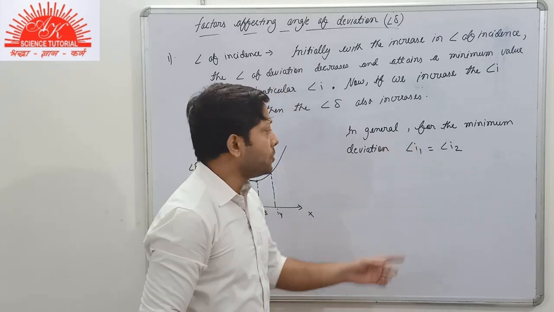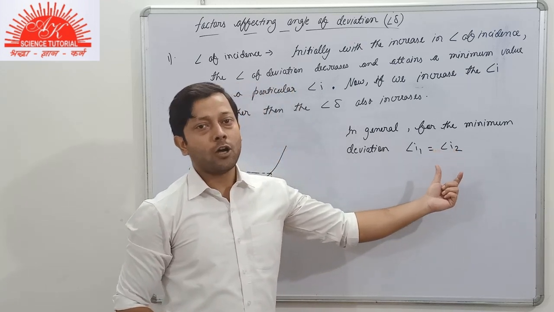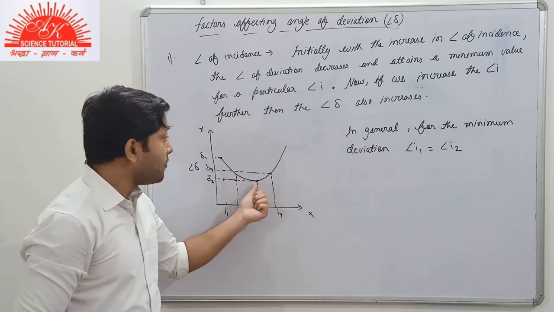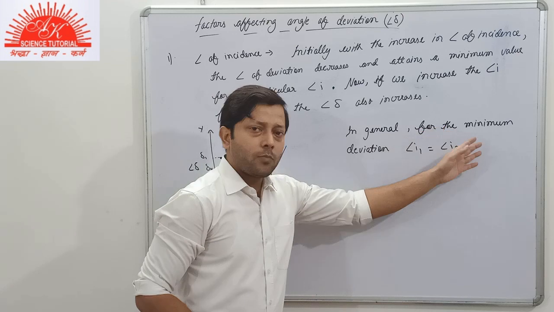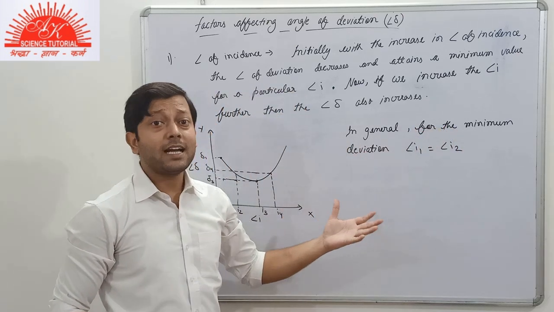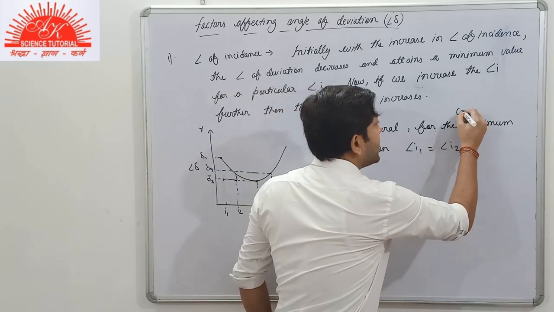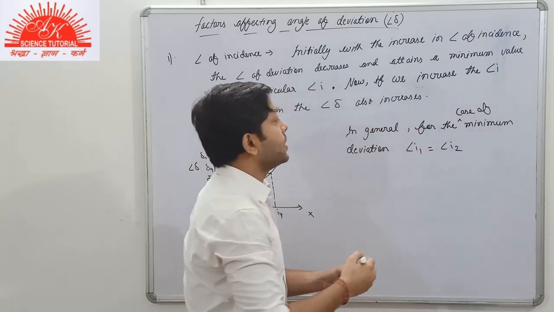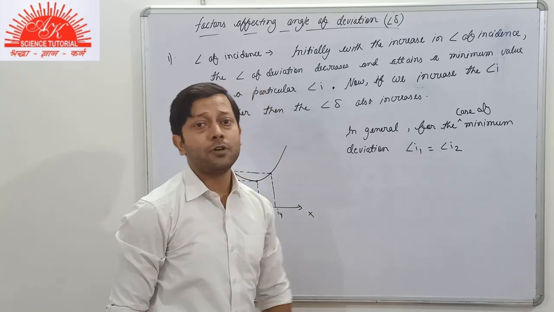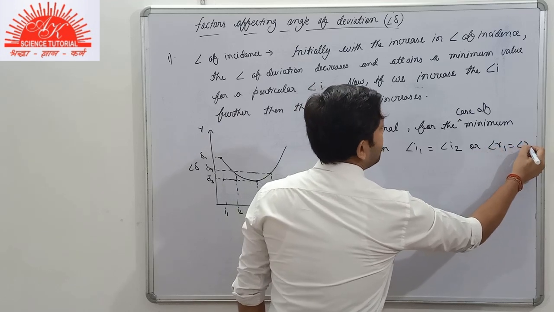In the last video, I told you that this I1 is the angle of incidence, and this I2 is the angle of emergence. So, for the case of minimum deviation, such that the angle of deviation is minimum. The position of minimum deviation, what does it mean? That the angle of deviation is minimum. So, for the case, I'll mention it here. For the case of minimum deviation, angle I1 should be equal to I2. That is, angle of incidence should be equal to the angle of emergence. Or one more condition we have, R1 is equal to R2.